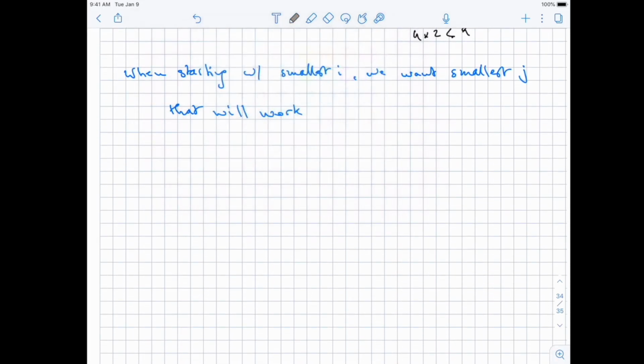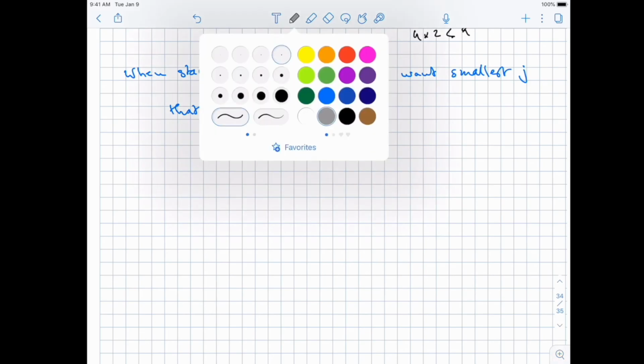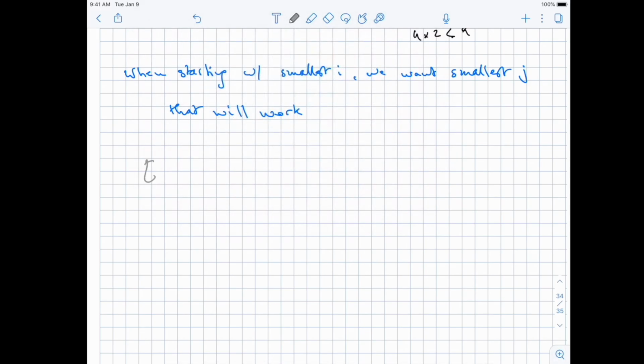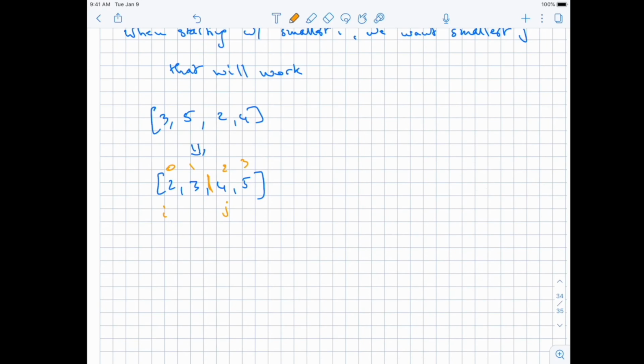Now, how do we implement this? Let's show it on an example. Let's take the first example that we have, which is 3, 5, 2, 4. First we sort, and we end up with 2, 3, 4, 5, and let's put our indices: 0, 1, 2, 3. So our j is going to be here, our i is going to be here. Each time we try to pair i with j. If we can't, we move j, because if we move, we will get a bigger number and have a higher chance of finding a valid pair.